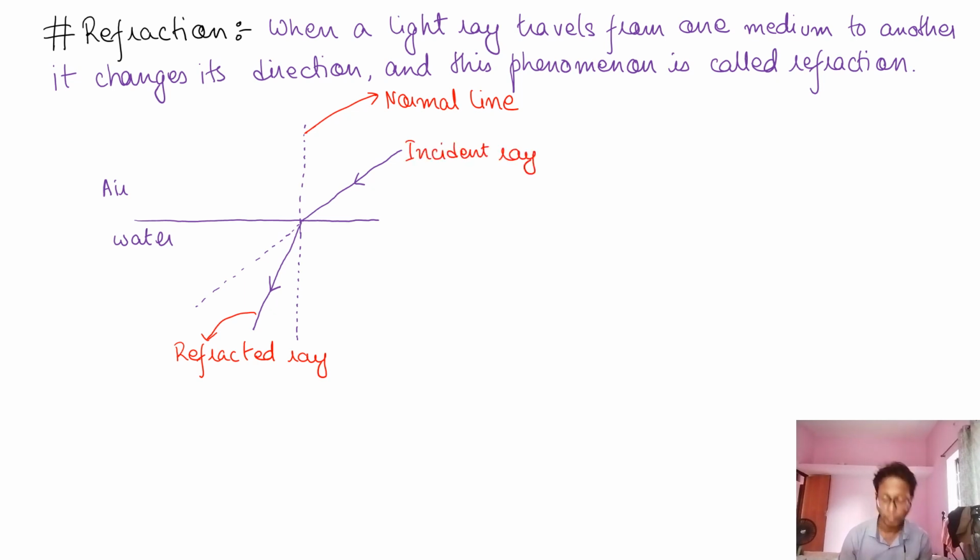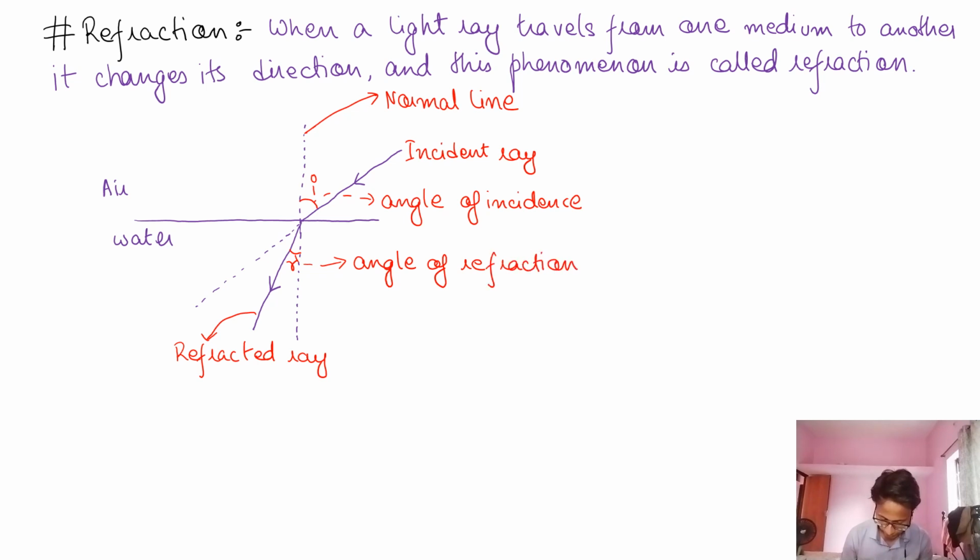Now, like reflection, where there were two angles, angle of incidence and angle of reflection, here also there will be two angles, angle of incidence and angle of refraction. Okay, i is the angle of incidence. Remember, the angle of incidence is the angle made by the incident ray and the normal, and this is the angle of refraction.